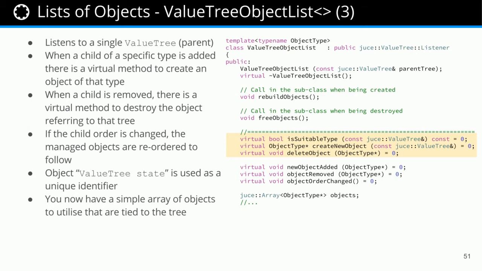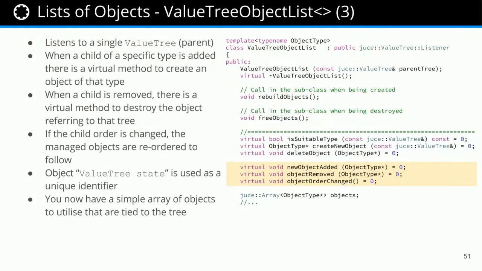And then if we do return true, we're going to get the create new object call, which is going to pass us the value tree that we're going to construct an object to represent. And we simply need to return a pointer to that. And then when the tree is removed or the free objects are called, then we need to be able to delete that object as well.